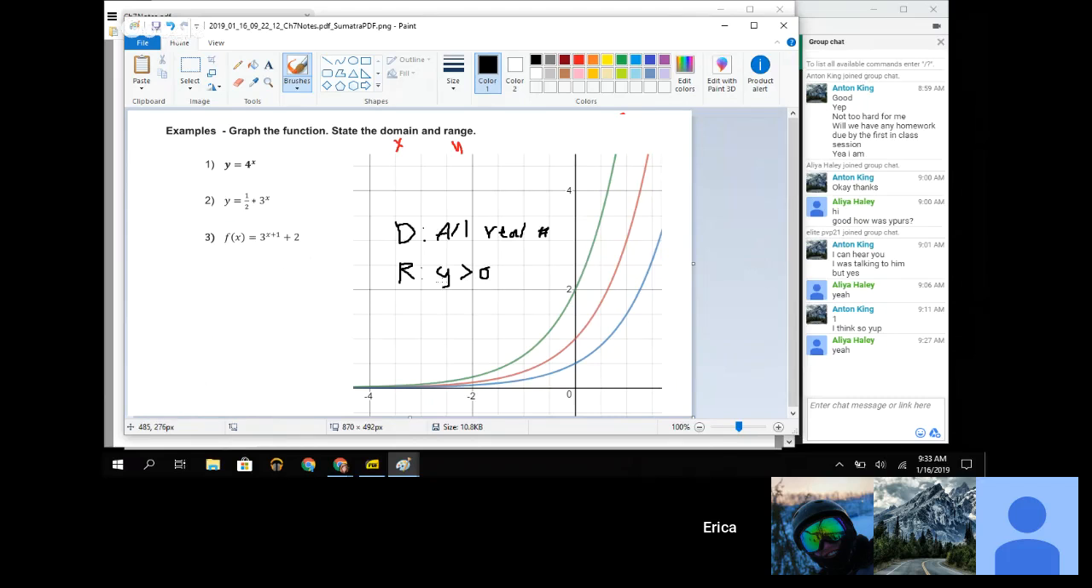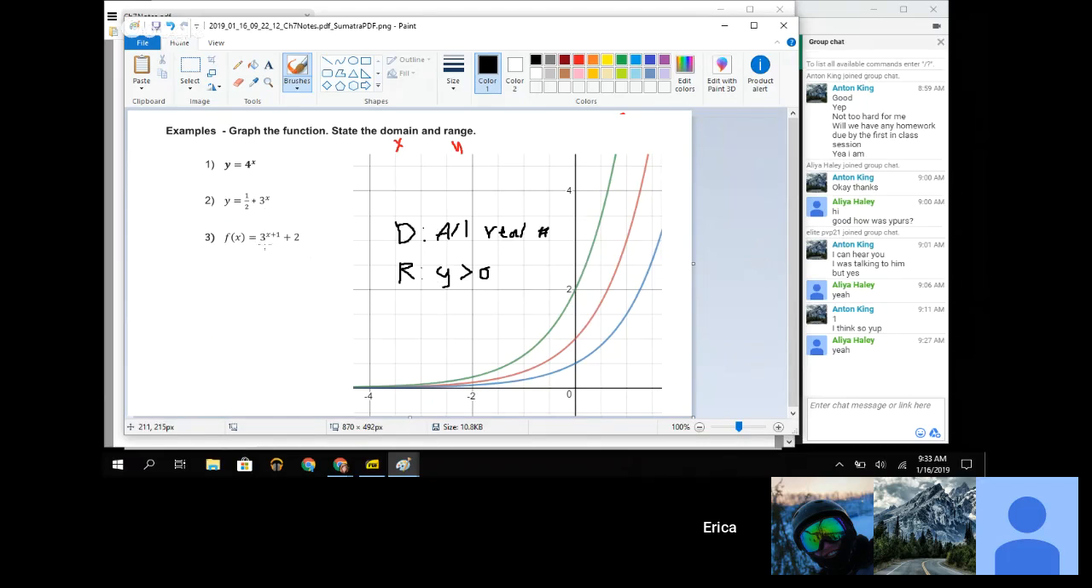Okay. So you might be thinking in your head, Mrs. Ross, cool. All the answers to my homework for graphing exponential functions is domain is all real numbers and range is y is greater than 0. There are some other functions that are exponential functions that have gotten shifted and moved a little bit. So that's what example number 3 is, of course, right? Got to get a little bit more complicated.